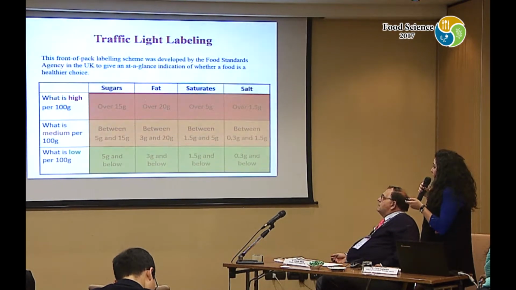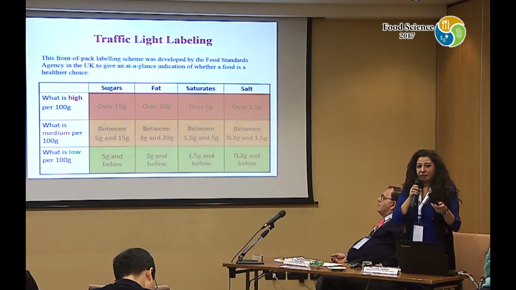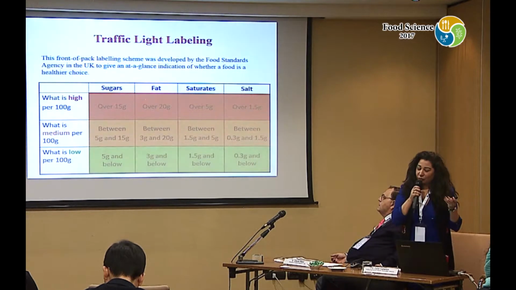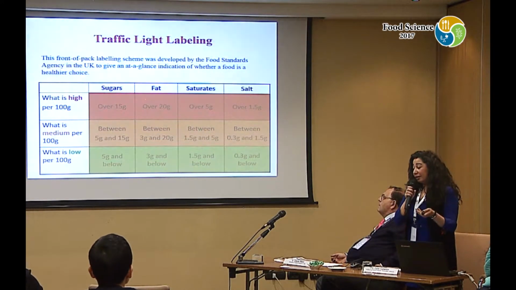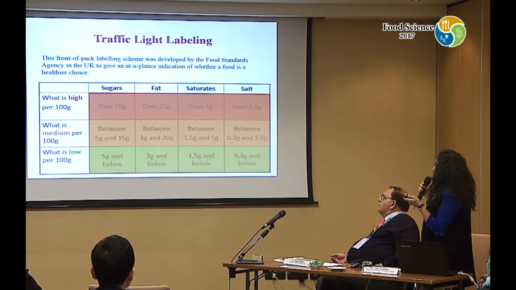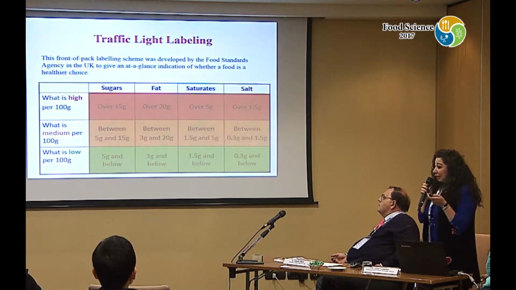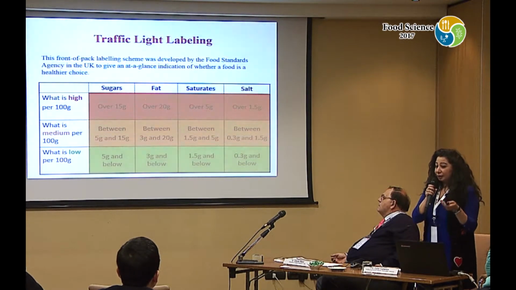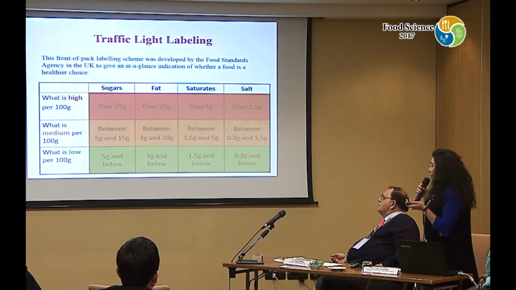This started in the UK, with the traffic lights that we have. Green is to go, it's healthier, it's very good for you. Red is, of course, to slow down and to stop, not to have a lot of these red items, because the traffic light says to stop and this means a lot of calories. And then in between we have the orange. This system was actually started in the UK and a lot of foods are being labeled according to the traffic lights.